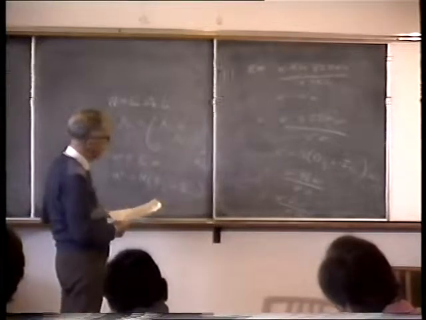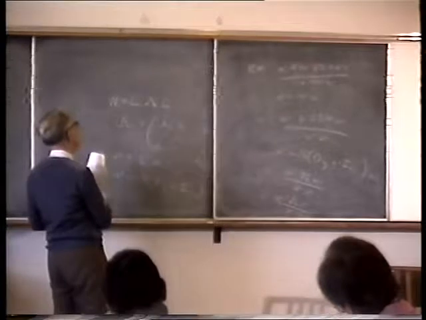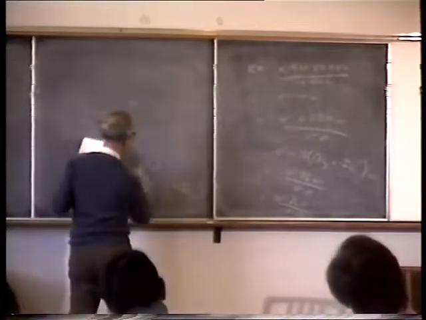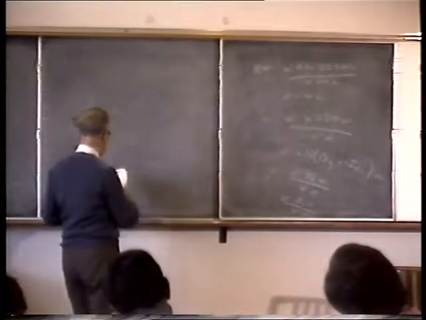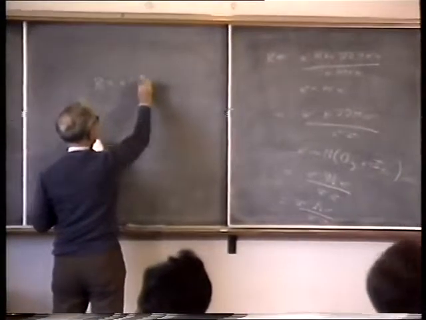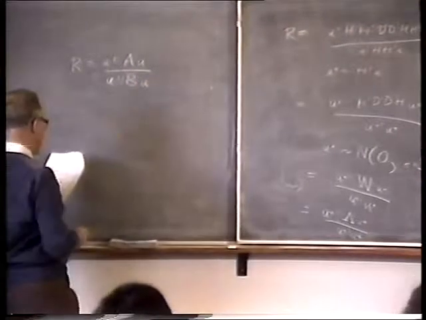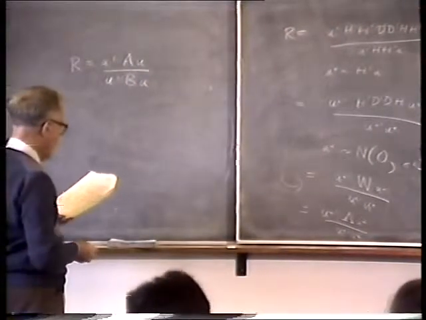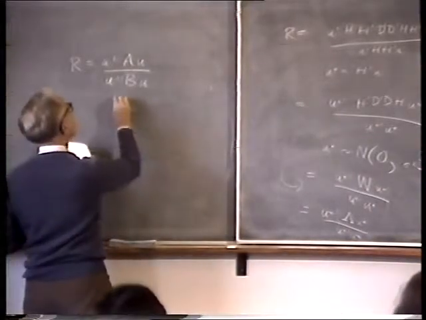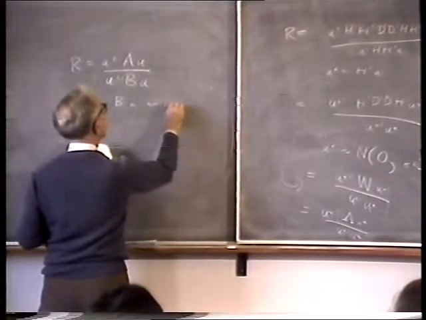So just to generalize what the criterion is that we're looking at, let's now generalize to a case where we have R is U primed AU over U prime BU, and B is non-negative definite.